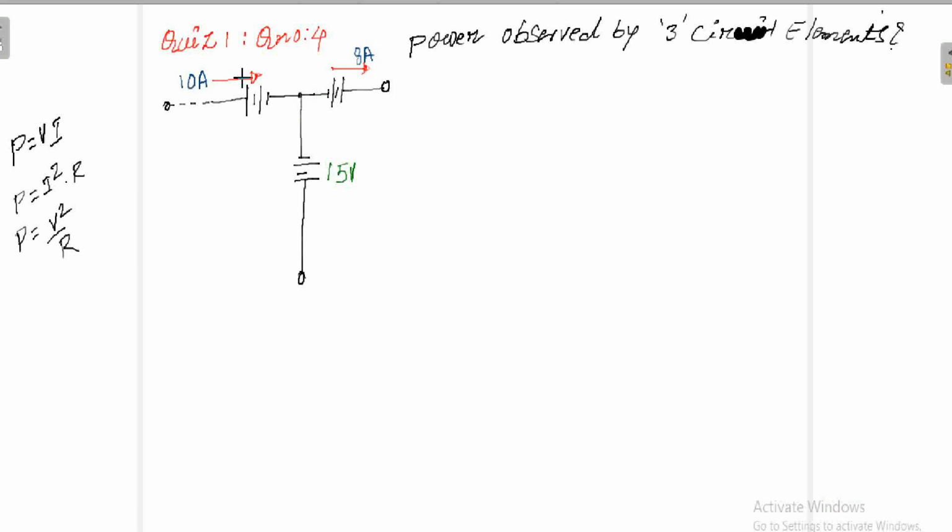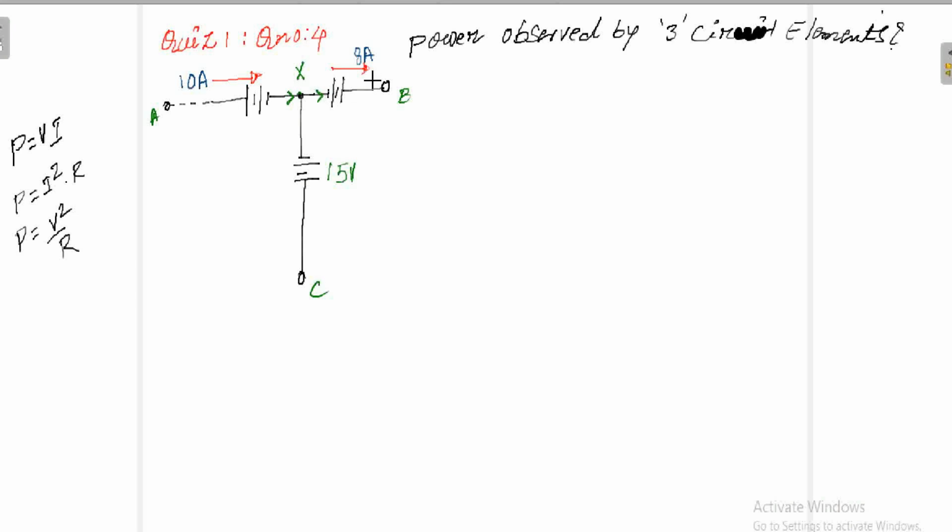So here 10 ampere current is coming to this node. Just for observation, this is a point A, this is a point B, and this is a point C. Let us consider this is a node X. 10 amperes current is coming to this node, but the current leaving from X to B is 8 amperes. 10 amperes coming here, but 8 amperes is leaving.